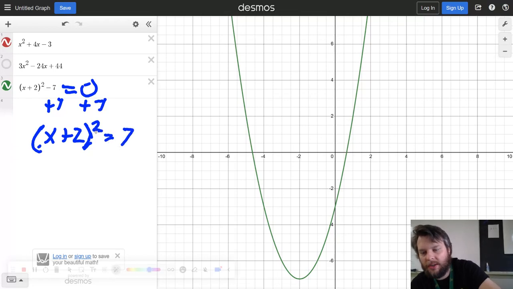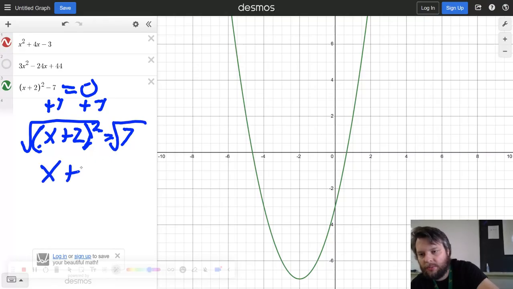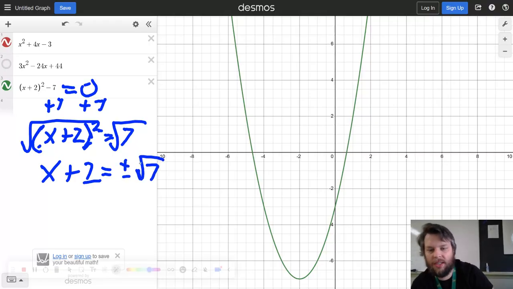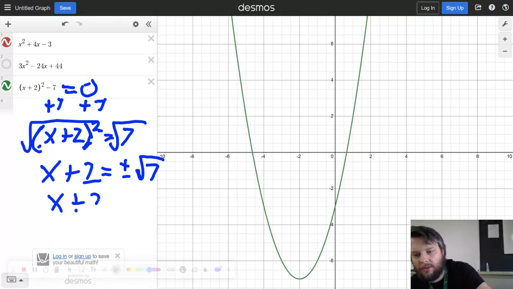The opposite of squared is square root. So we have x plus 2 equals plus or minus the square root of 7. There's two answers, a positive square root of 7 and a negative square root of 7. Square root of 7, if you grab a calculator, is 2.6-ish. So we have x plus 2 is about 2.6. And then how do we get rid of a plus 2? We minus 2.